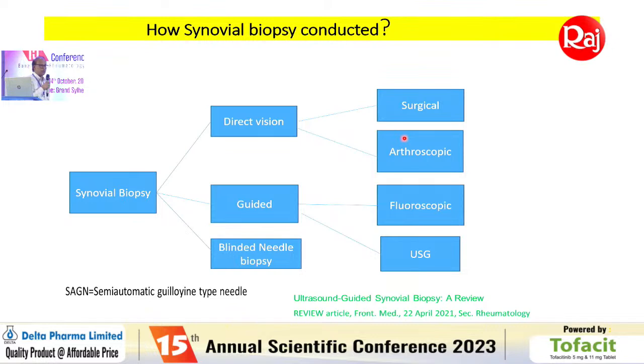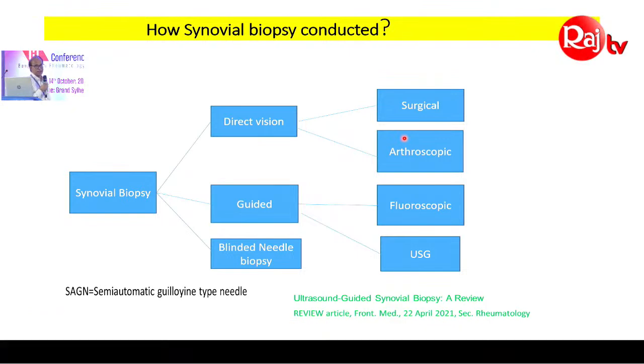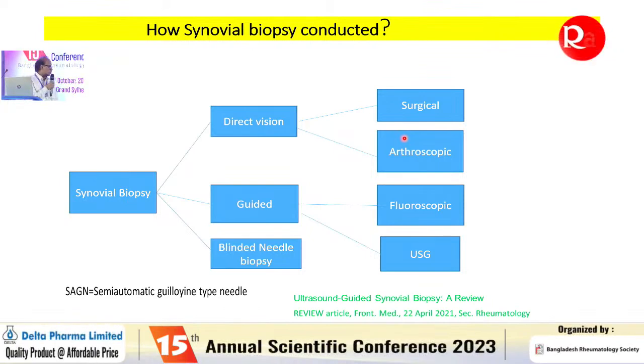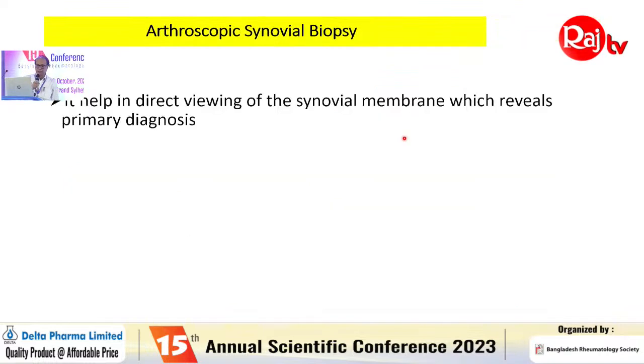There are three methods for synovial biopsy. Number one, the blind method. Initially it was done by the blind method. Then direct vision and indirect vision. Direct vision during surgical procedure and arthroscopy. And guided, of two types: ultrasonography guided and fluoroscopic guided. We emphasize ultrasonography guided synovial biopsy. It helps in direct view of the synovial membrane, which reveals the primary diagnosis.